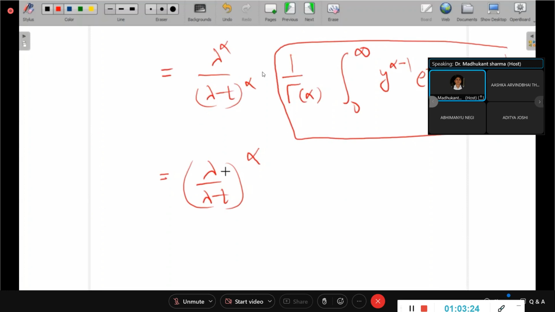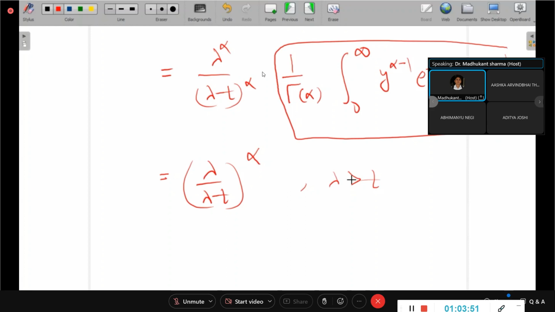The reason I have found this moment generating function for the gamma distribution is to relate it with the exponential distribution. For alpha equals 1, you can see it is the moment generating function for the exponential distribution.